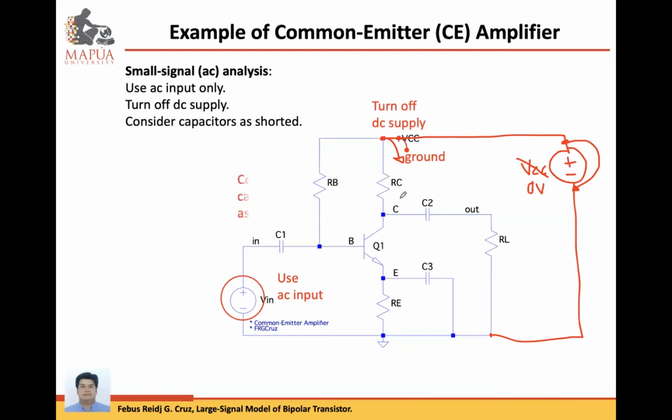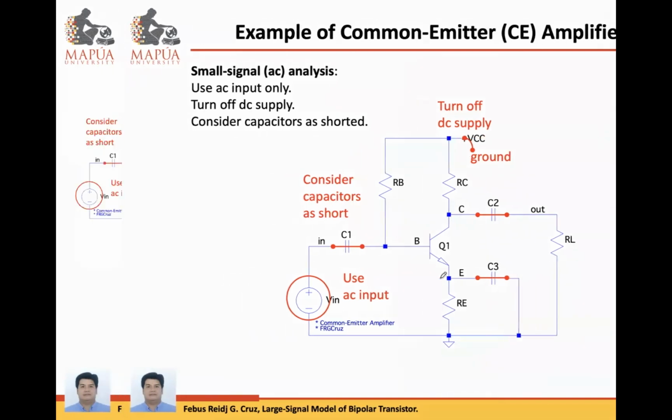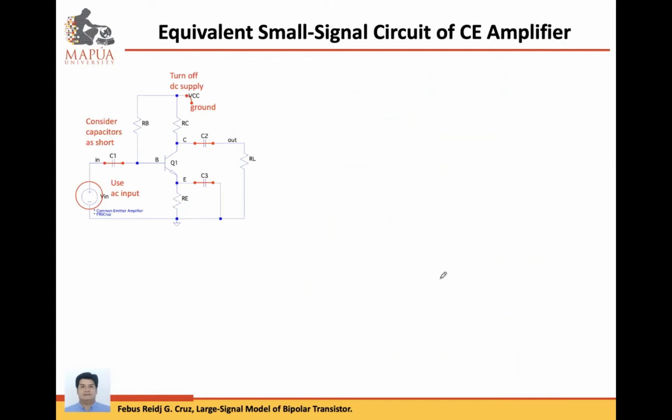And we are going to consider the capacitors as shorted. So capacitor 1 will be shorted. Coupling capacitor C2 is also shorted. And bypass capacitor C3 will be treated as shorted. And when we apply those conditions, the equivalent circuit will now have, all right, take a look at this. The emitter terminal will now be directly connected to ground, or the emitter is now bypassed to ground.